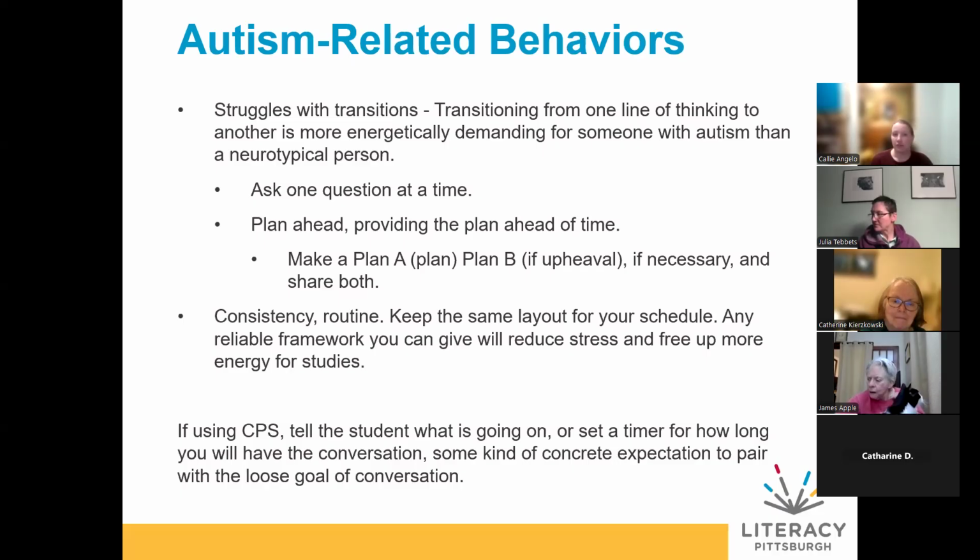In order to assist with this, make sure that you're asking one question at a time as often as you can. Your student may be able to handle more or less, so you can judge based on your history with them. You may also want to plan ahead. Changes in the schedule, changes in the place that you're meeting, the way that you're doing your routine, all of this will add this latent energy demand onto your session. And so, as much as you can, plan ahead.